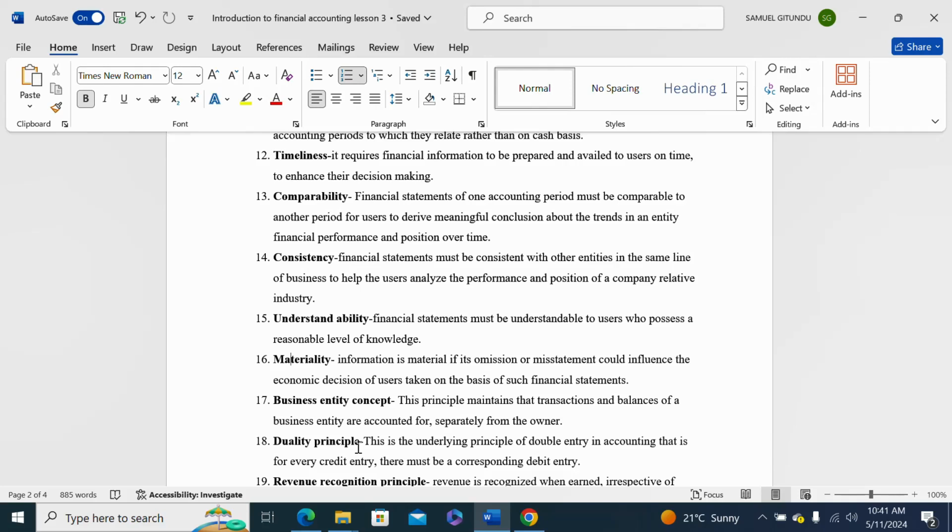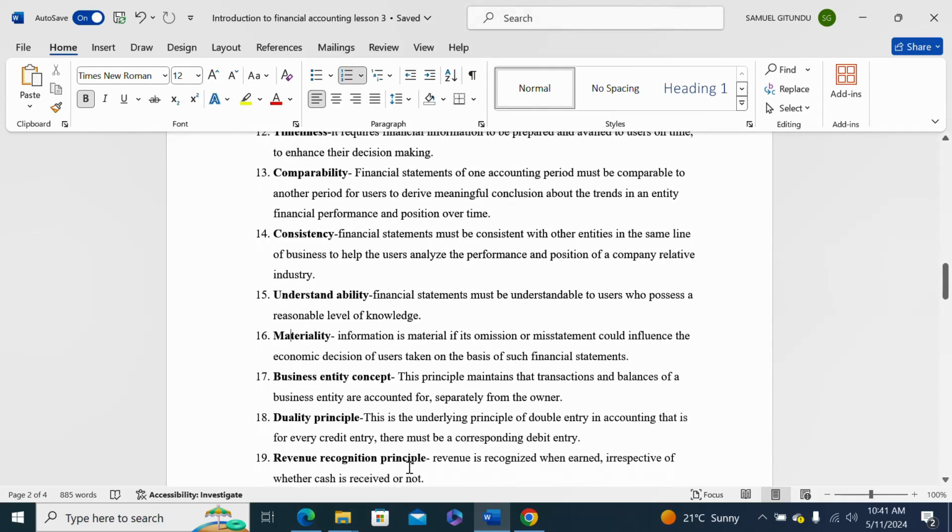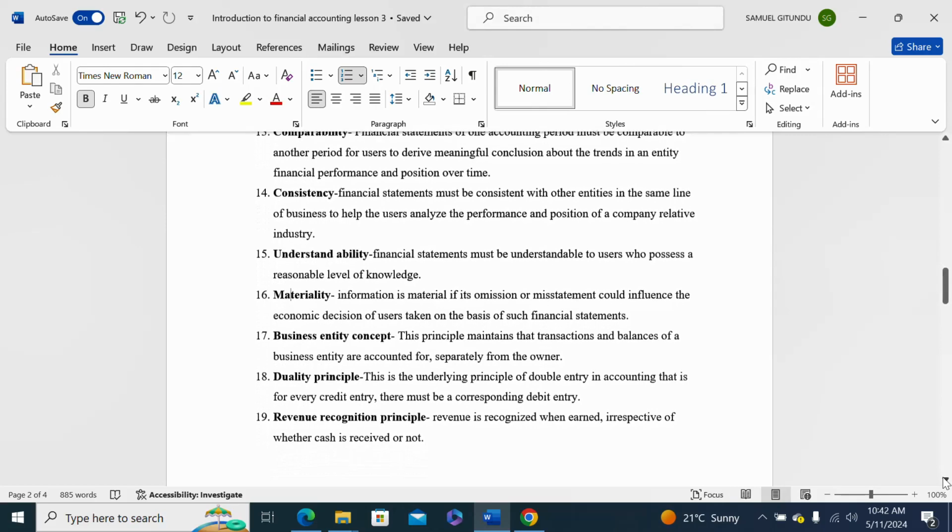Duality principle simply means the double entry concept. Then we go to the next principle, which is the revenue recognition principle. And this simply means that revenue is recognized when earned, irrespective of whether cash is received or not. If you make a sale, you recognize revenue, even if that sale was on credit basis. You recognize that you have earned revenue because if the sale was on the credit basis, then it means that the debtor is going to pay you in a future period.